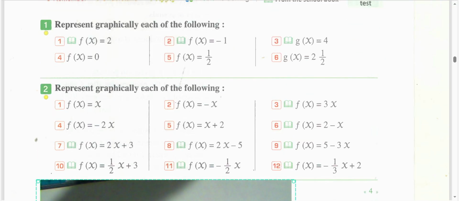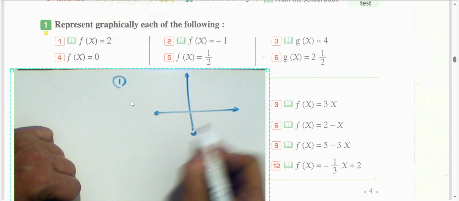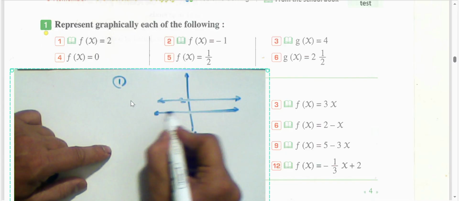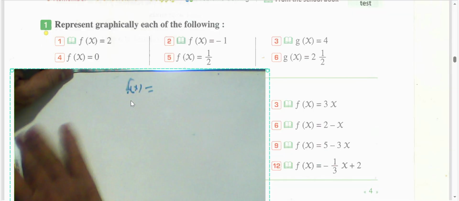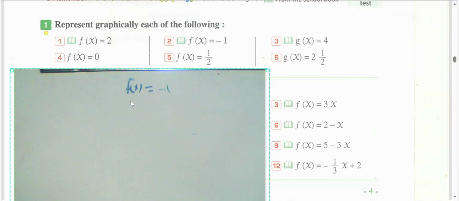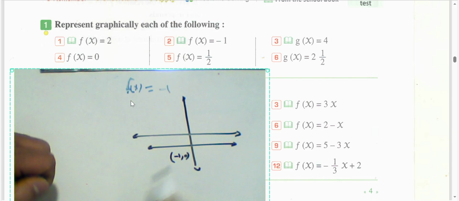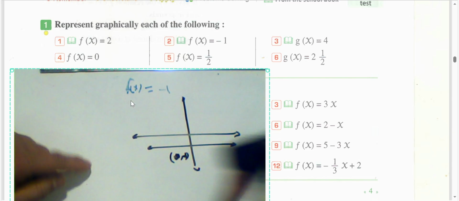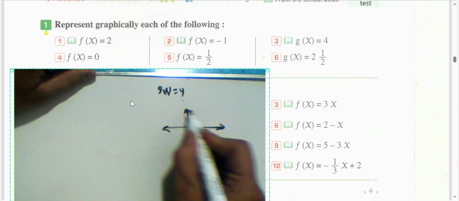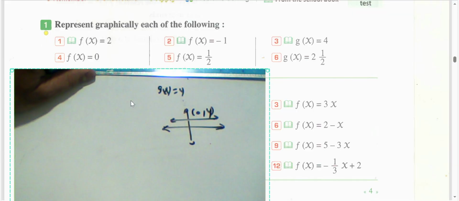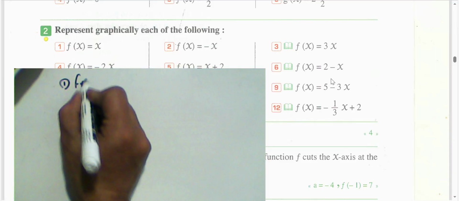Number 1. Draw graphically each of the following. Look here. f of x equals 2. We can draw at 2 here a straight line parallel to the x-axis. Number 2, f of x equals negative 1. We can draw at negative 1 here, through 0 and negative 1. g of x equals 4. We can draw the x-axis and y-axis, and a straight line parallel to the x-axis passing through 0 and 4. Next question. We can draw graphically f of x equals x.